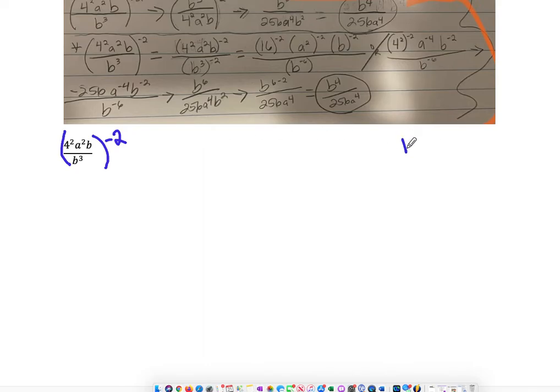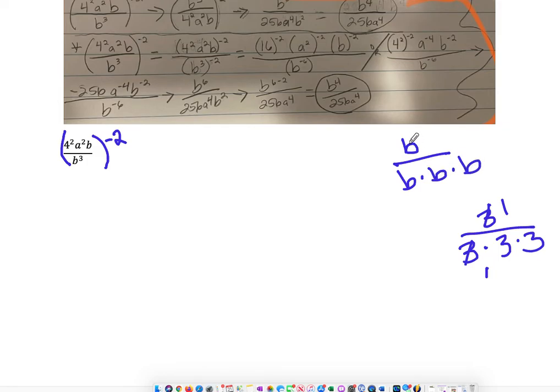And when I think of this, or if I think of b as being a number like 3, well, I have 3 on the top, and then I have 3 3s on the bottom. And so I can just cancel out. 3 divided by 3 is 1, and then I'm left with 2 3s. But here we have b times b times b, and I just cancel out one of the b's because b divided by b is 1, and so I'm left with b squared. So now I have 4 squared a squared over b squared, and then this is to the negative second power.